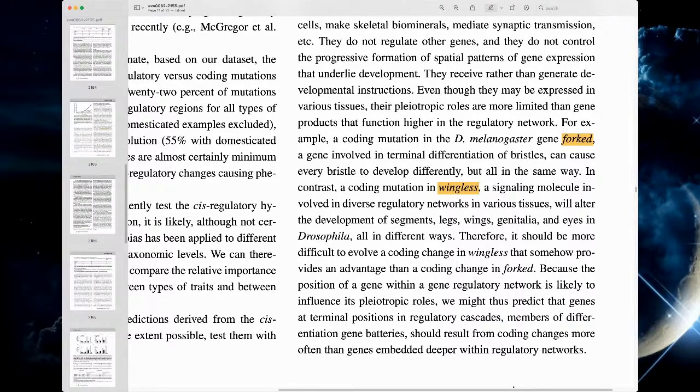Yeah. Okay. Let's see. Can you go up to the figure top left?